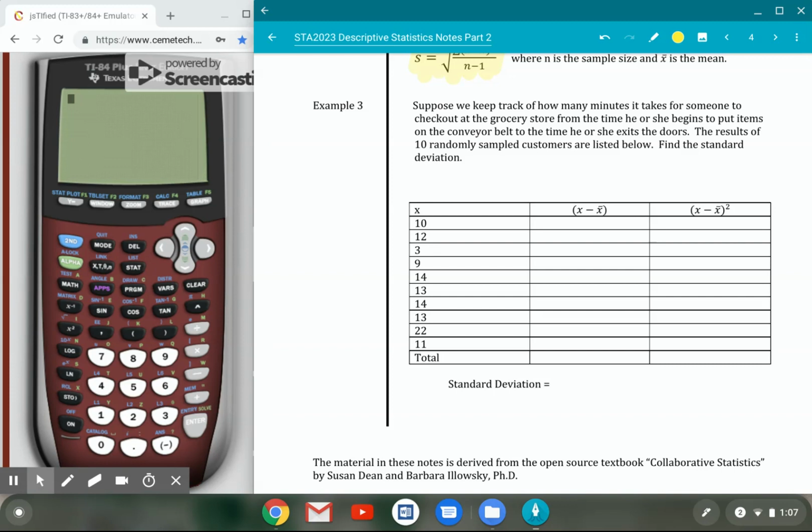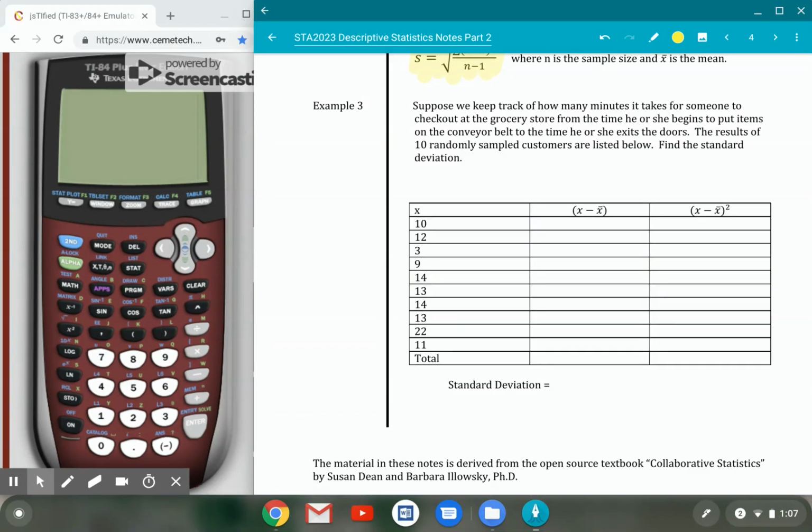So here, we have our data pieces. The first person took 10 minutes to check out at the grocery store. The next person took 12 minutes. The third person took 3 minutes. The fourth person took 9 minutes, all the way down to the 10th person taking 11 minutes. So the first thing I want to do is find each x minus the x bar, so each value minus the mean. First off, I want to find the mean.